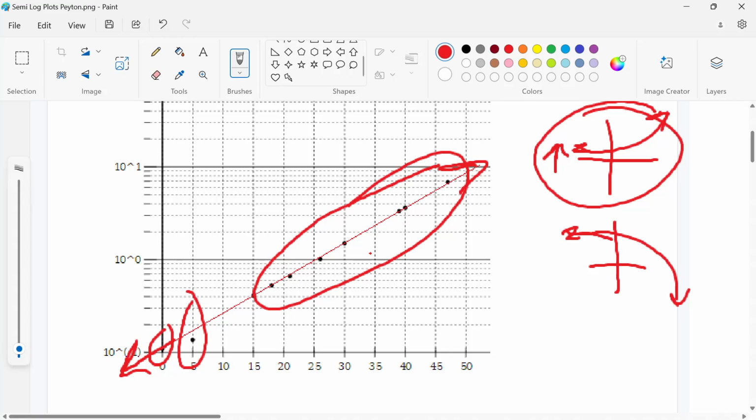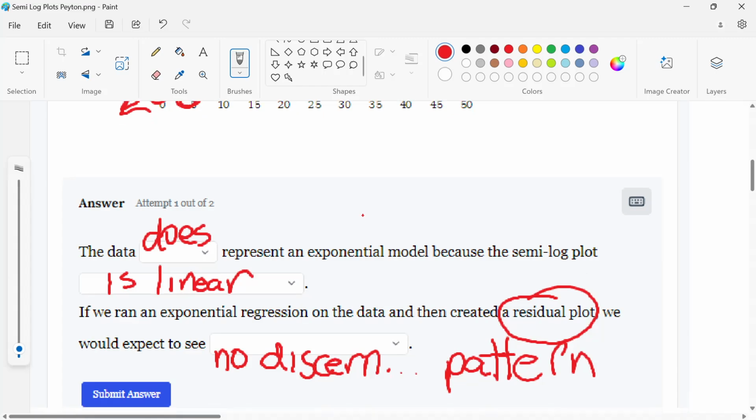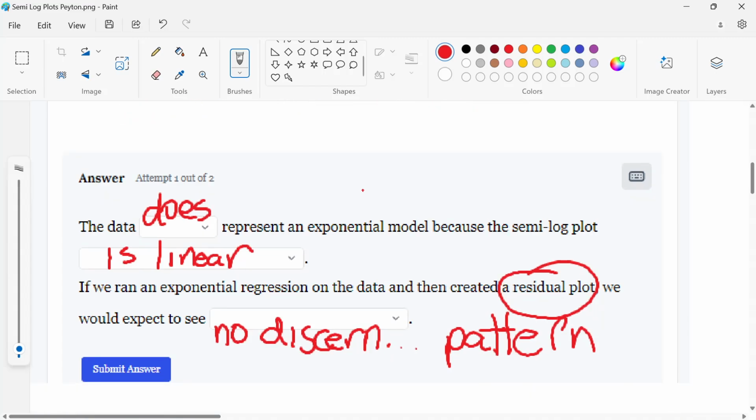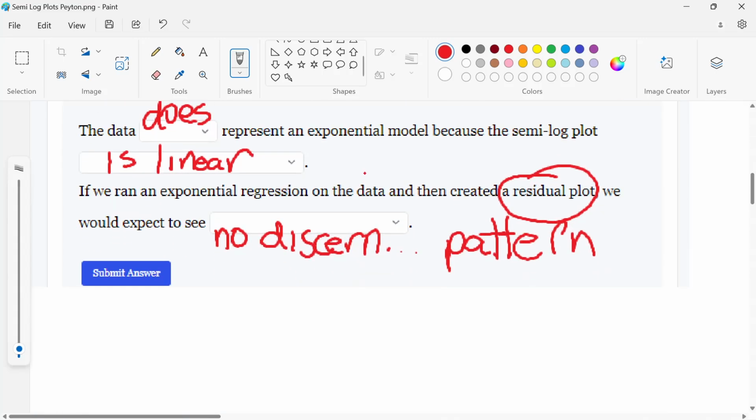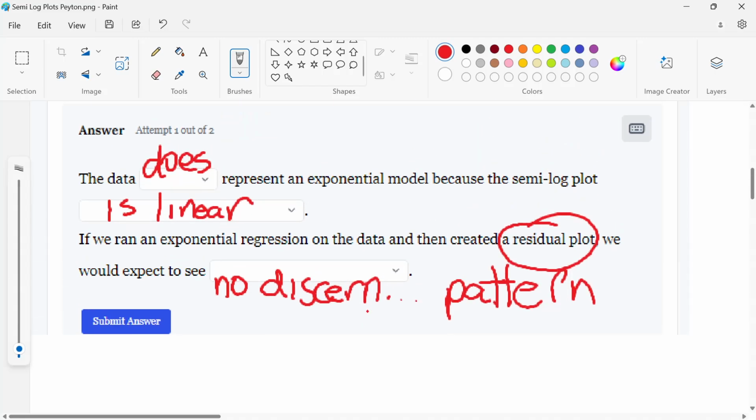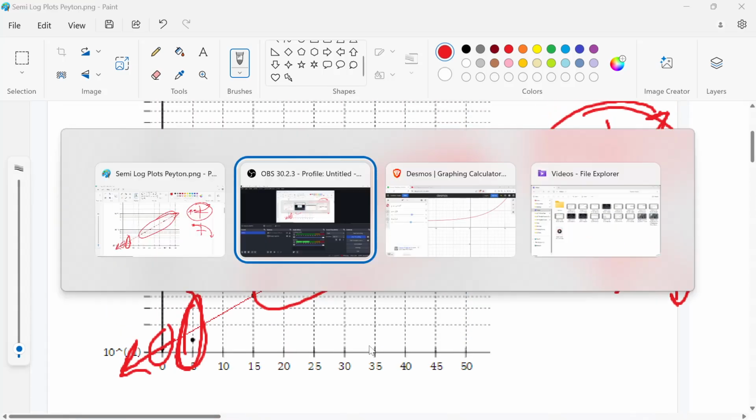And in this case, it's going to be very little off. This one is the only one that's way off. But no pattern in how much it's off, how much our model is incorrect point by point, could mean that the model we have is good. So there's the answer. It does represent an exponential model. Semi-log plot is linear, a line. The regression residual plot would show no discernible pattern. That's the answer to this question.